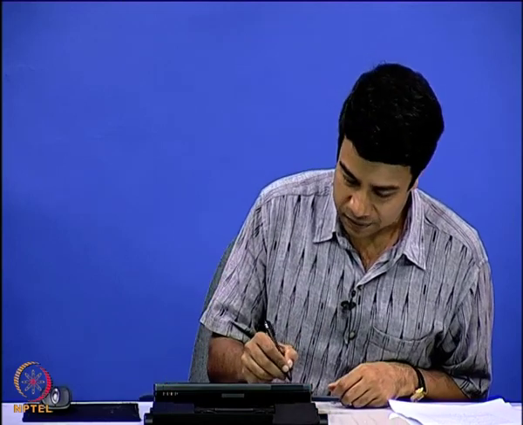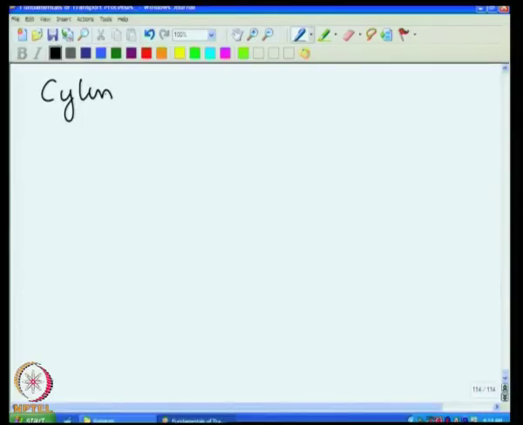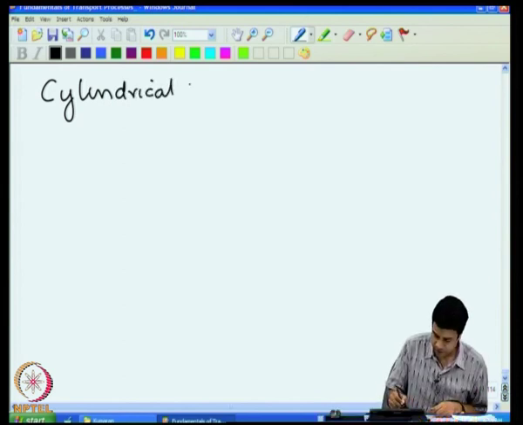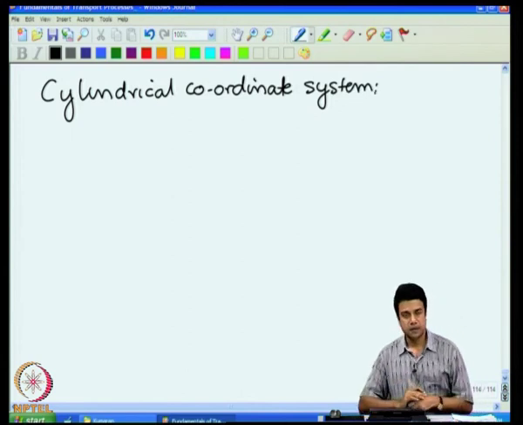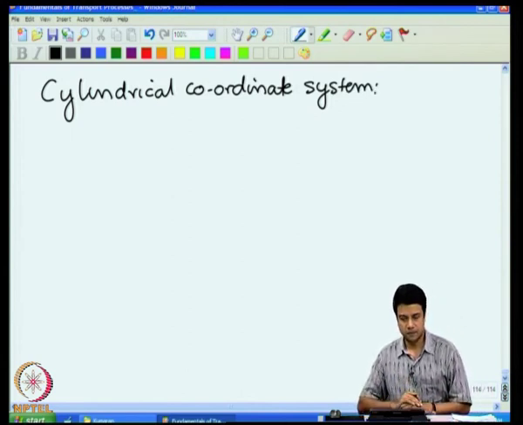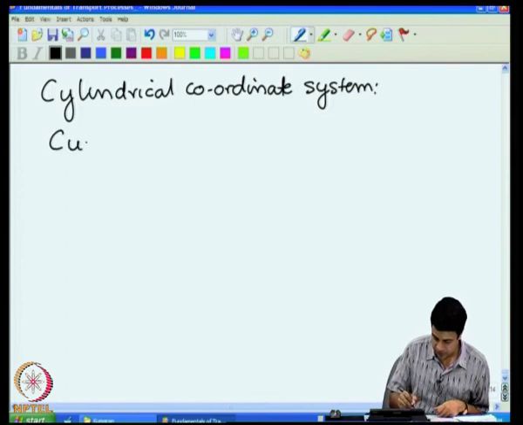Okay, we are at lecture number 17 in our course on fundamentals of transport processes, and we have just started looking at transport in curvilinear coordinates. So far, everything that we did was in a Cartesian coordinate system. Last lecture, we started looking at a cylindrical coordinate system. This cylindrical coordinate system is an example of what are called curvilinear coordinate systems.